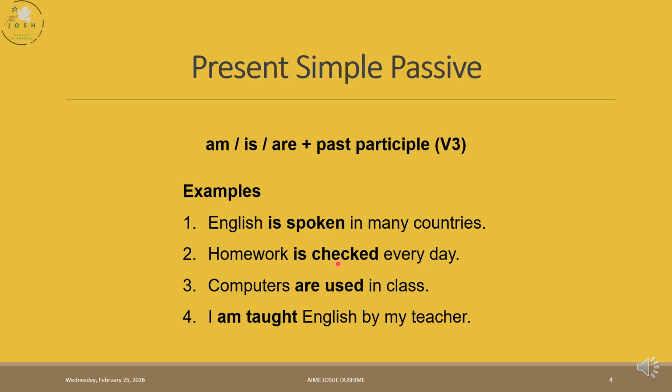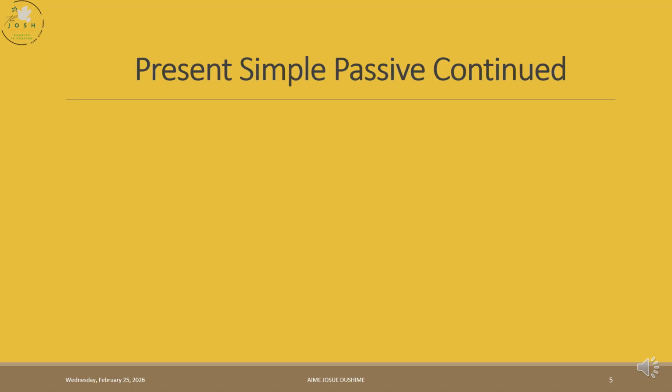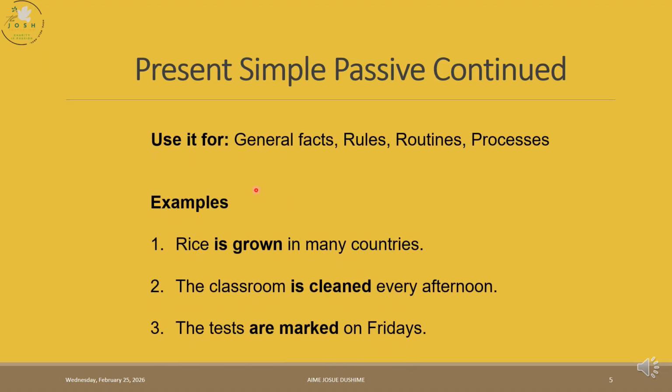Homework is checked every day. I don't care who checks the homework as long as the homework is checked. Simple like that. Computers are used in class. It's not important to tell you who uses the computer as long as the computers are used. Simple like that. When we say the present simple passive, it is generally used for general facts.